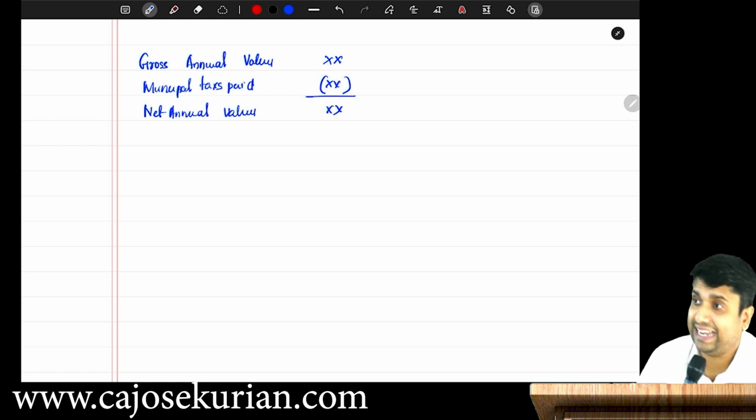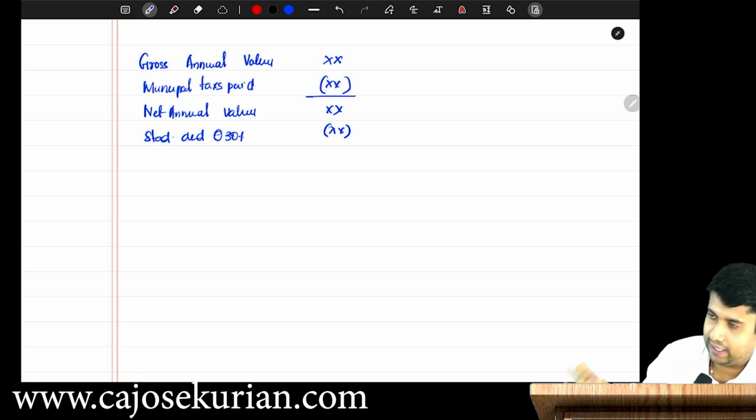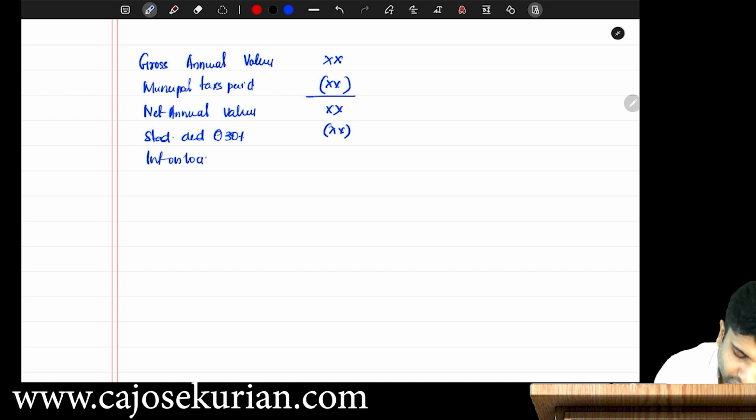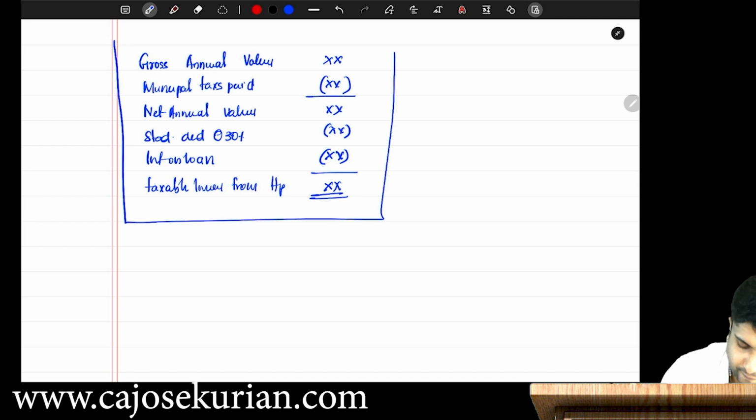You will get the net annual value. From the net annual value you can claim what? Standard deduction at 30% under section 24A. Then you have interest on loan under 24B, that also you can claim. If you claim these two, the rest is said to be taxable income from house property. Are you with me?